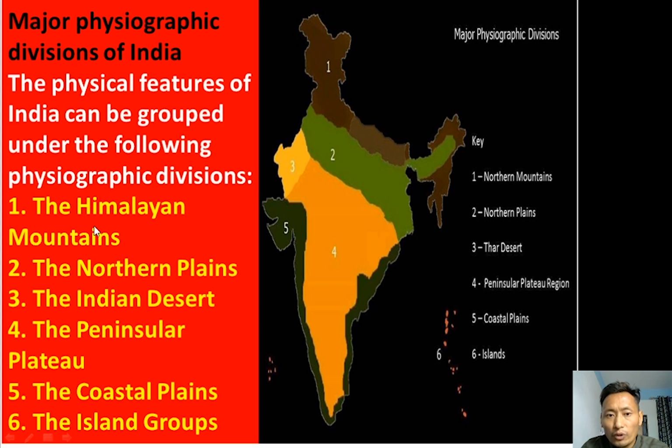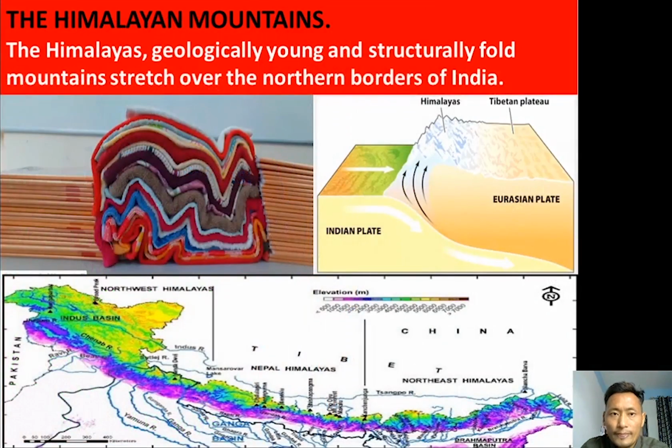In this class, we are going to learn about the Himalayan mountains, their characteristics and physical features. The Himalayan mountains are geologically very young as compared to other mountains of the world. And structurally, they are fold mountains. We know the Himalayan mountains are formed because of the collision of the Indian and the Eurasian plates, and the Himalayan mountains are fold mountains.